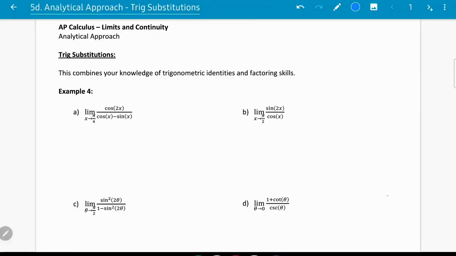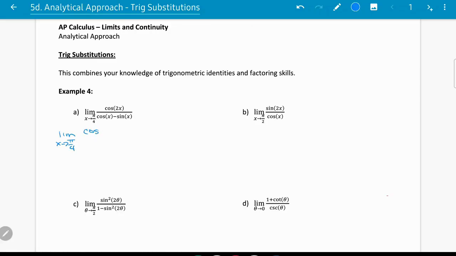Okay, so our fourth method of algebraic simplification is trig substitution. This is going to combine your knowledge of trigonometric identities as well as your factoring skills. So beginning with example 1, or example A, we have the limit as x approaches pi over 4.